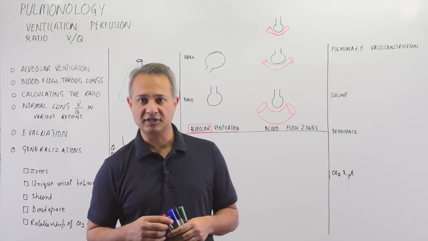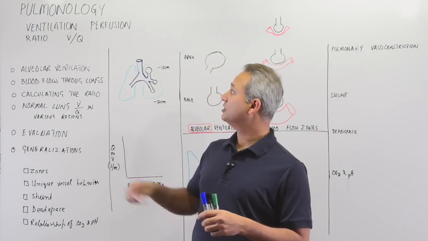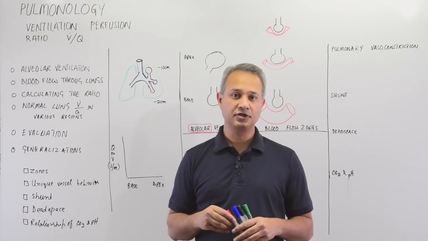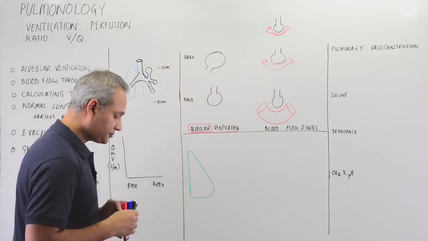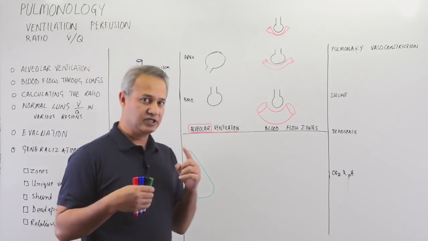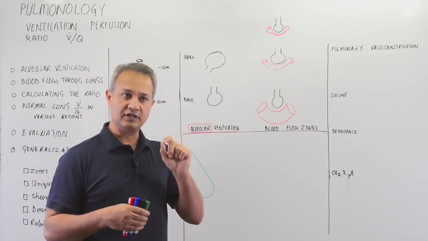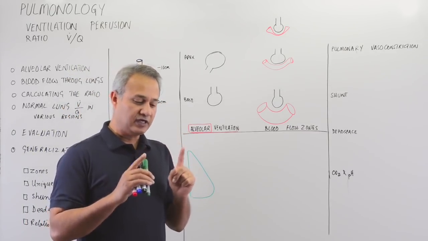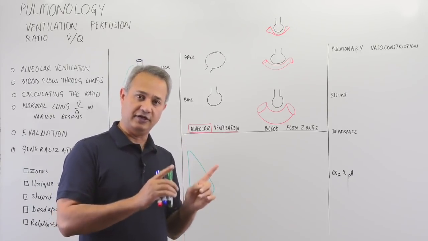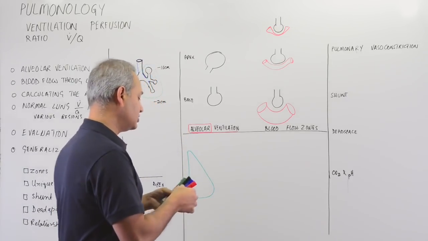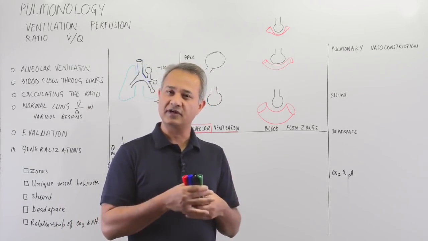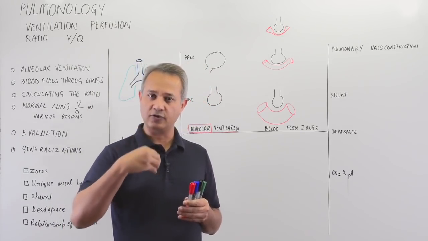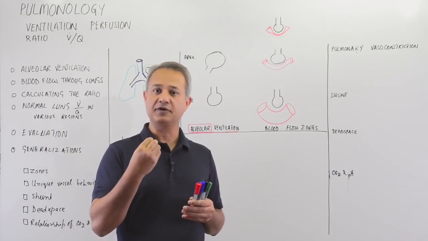We're talking about pulmonology. The lecture today is about the ventilation perfusion ratio. So let's see what we mean by that. Ventilation, especially in the case of the ventilation perfusion ratio, is the alveolar ventilation. Remember that there are two types of ventilation. One is the minute ventilation. What is the minute ventilation? It is the amount of air going in and out every minute.